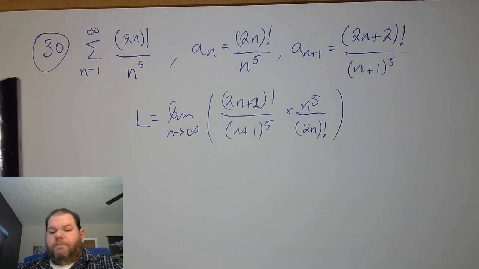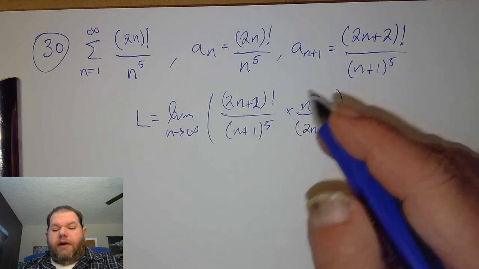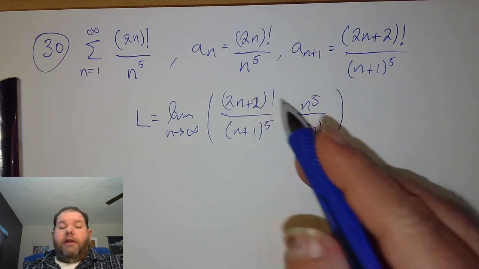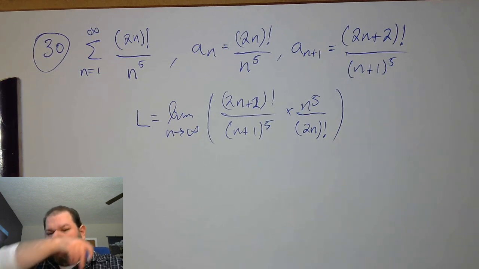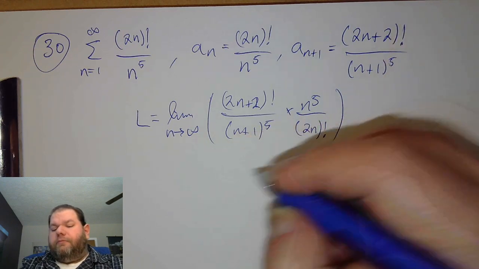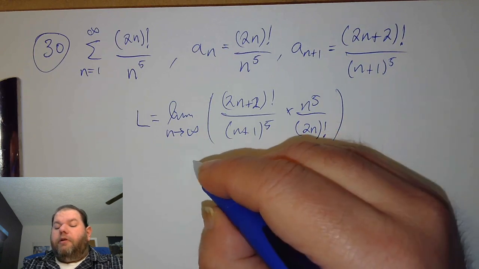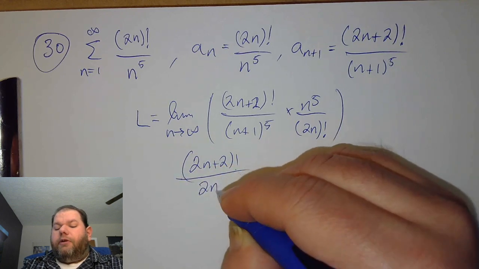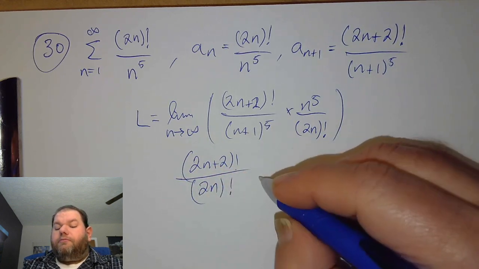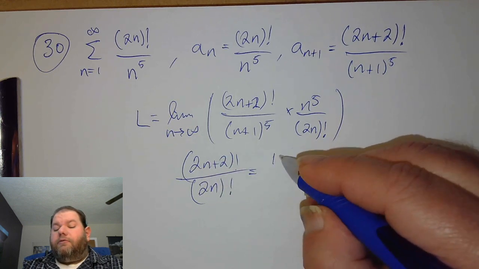Okay. We know that we can't reduce the polynomial terms, n to the fifth over n plus 1 to the fifth. We can reduce factorial terms always. So if we have 2n plus 2 factorial over 2n factorial. Now this is going to be the product of all the numbers from 1 to 2n plus 2.